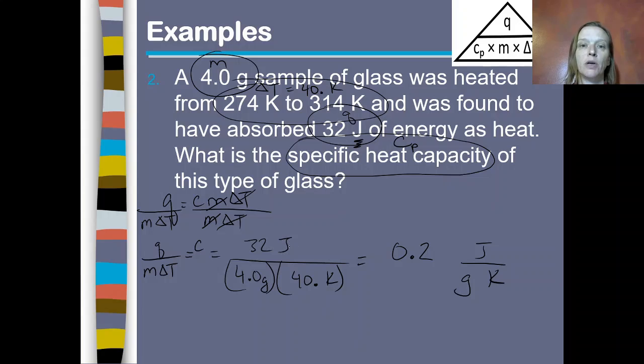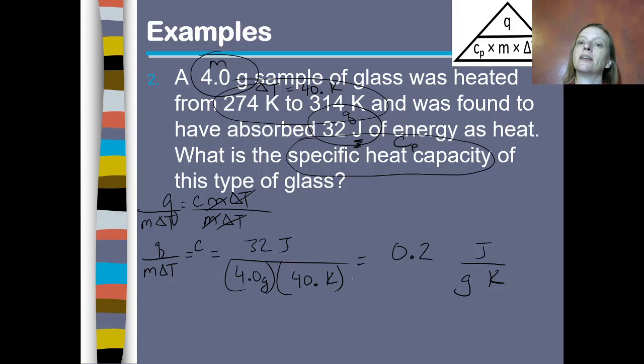So by putting the units in the correct place in the problem, it actually gave me the correct units at the end. Students are sometimes confused by the units for specific heat capacity, but if you plug it in correctly into your equation, you'll get the correct units at the end.